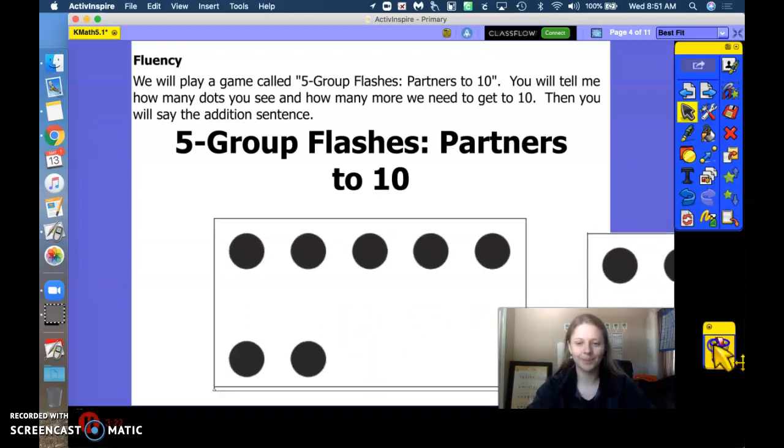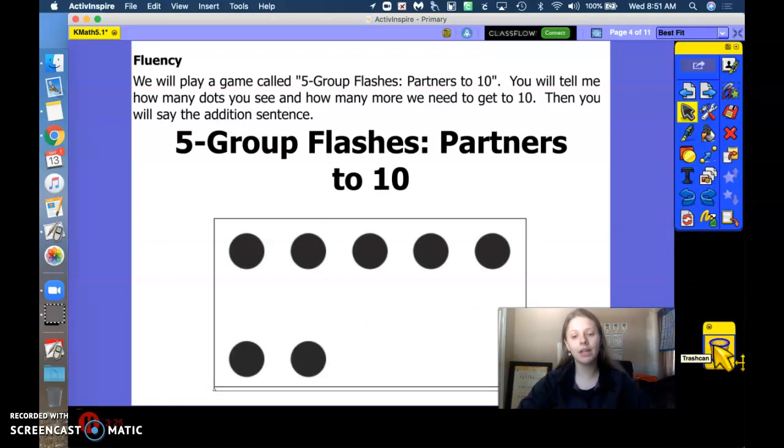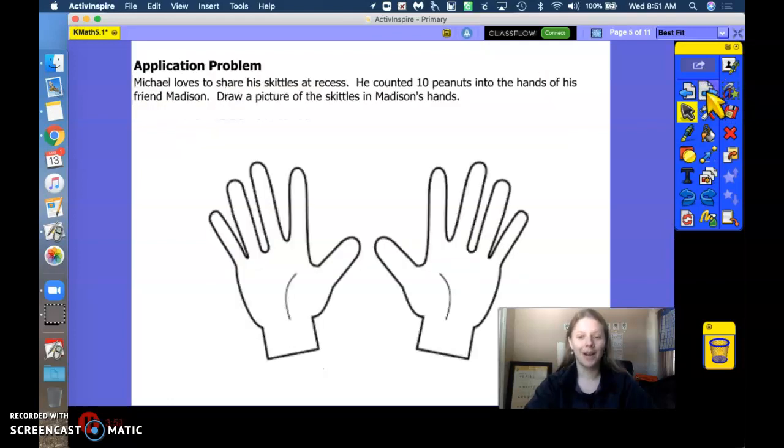Great job. Go ahead and show me with your fingers, how many dots do you see? 7. Good. How many more fingers do we need to make 10? And you can take a look at your fingers that are down. How many are down? 3. Good. So what would our number sentence be? 7 plus 3 equals 10. Well done.